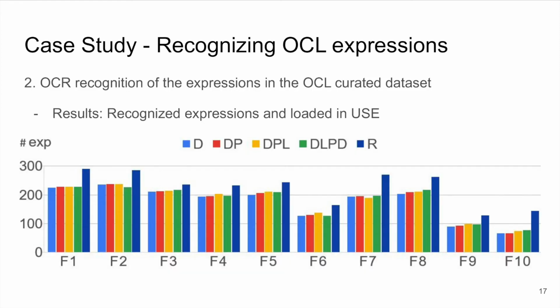In this graphic, we can see the number of expressions loaded in the USE tool for each strategy. This metric is aligned with our error-free recognition challenge. In the results, we can see that almost all approaches improve the baseline model in almost every font, being the repairing algorithm the best case scenario in recognizing expressions by a significant margin. Also, we can see that the recognition performs worse when using the handwriting-like font.